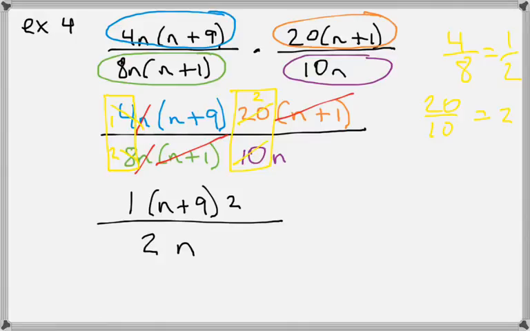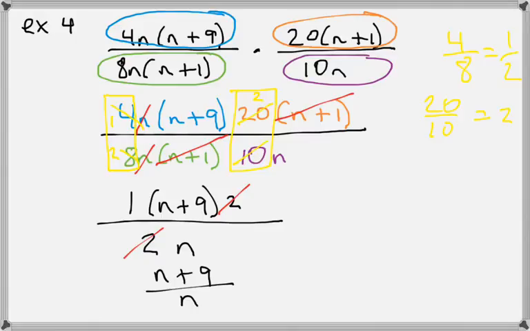So again, I can look to simplify. I have a 2 and a 2 that can cancel each other out. So now I am left with my simplified answer of a 1 times, I don't need to write that, so I have an n plus 9 in the numerator and an n in the denominator. So there's my simplified part.